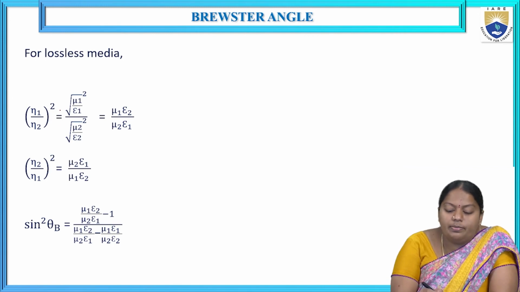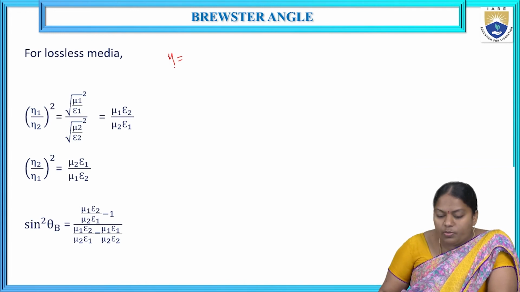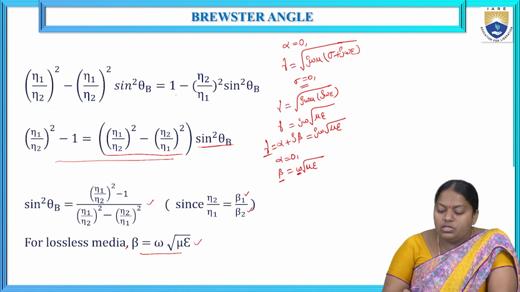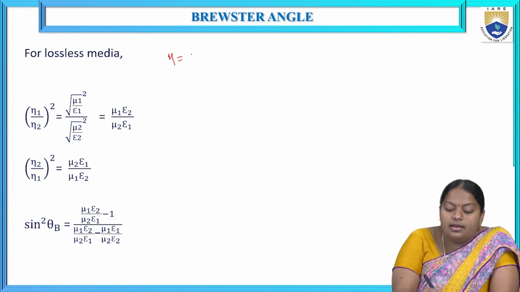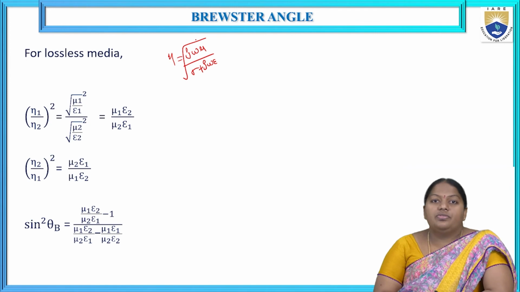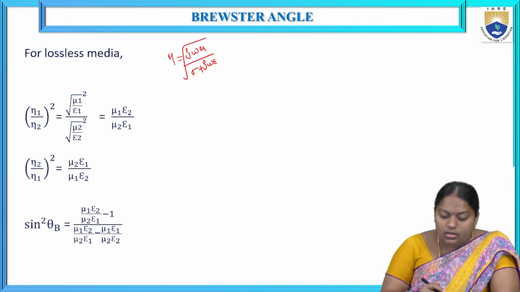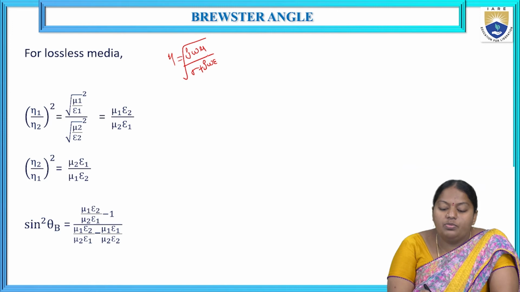Substitute eta 1, the intrinsic impedance. As we know, previously we evaluated the propagation constant, and from it beta equal to omega root mu epsilon came. Similarly here, to find the intrinsic impedance of the medium in general, the general formula is root over j omega mu by sigma plus j omega epsilon. So eta equal to root over j omega mu by sigma plus j omega epsilon, right?